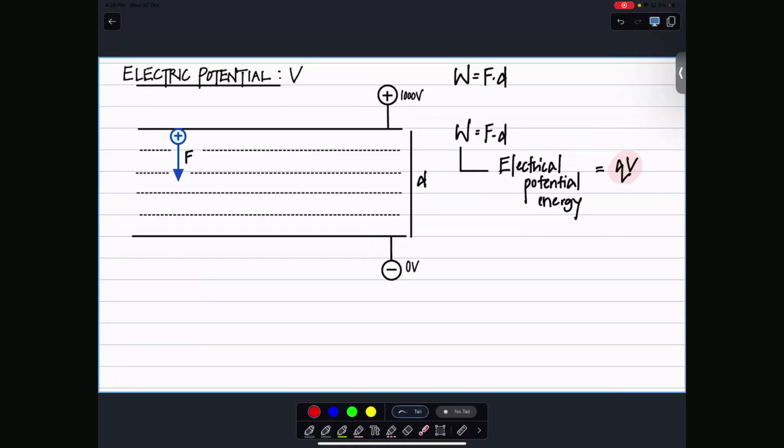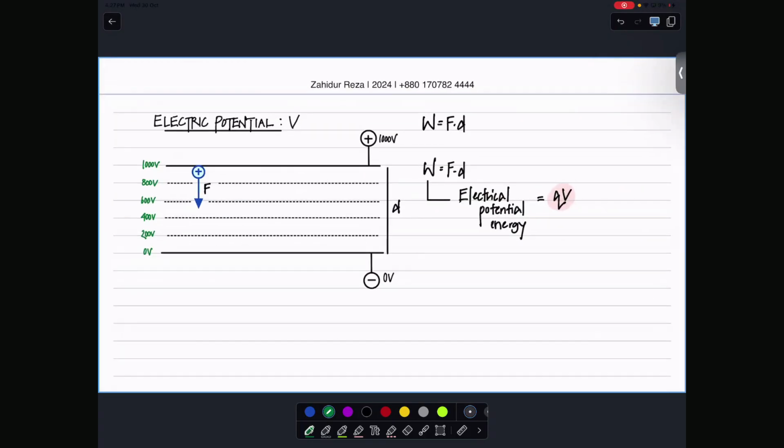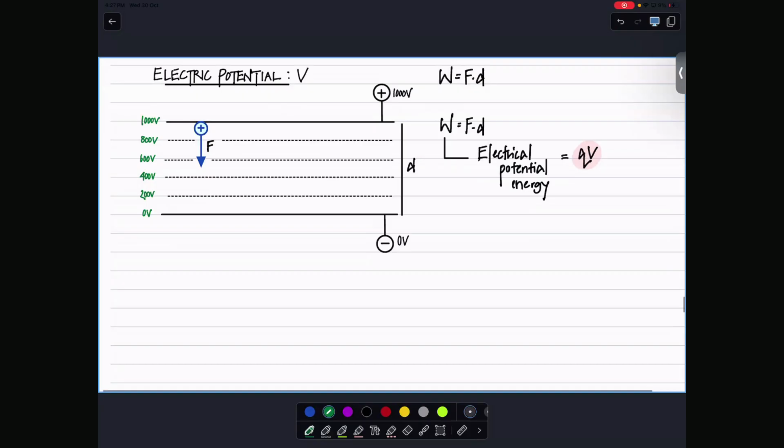And I have 1, 2, 3, 4, 5 gaps out there. How can I divide these? It will be 1000 volts, 800 volts, 600 volts, 400 volts, 200 volts, and 0 volts. That's how the potential changes. What is the significance of these lines here? I want you to be able to answer this. You have seen this before. Can anyone tell me the significance of the lines being equally spaced?